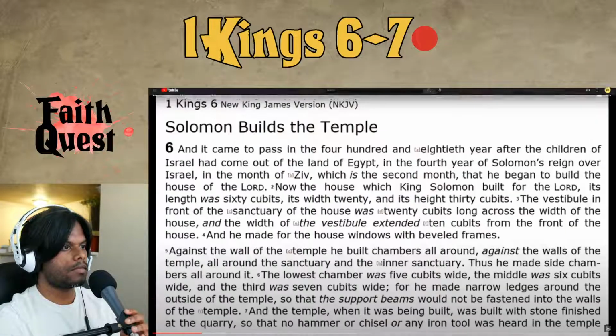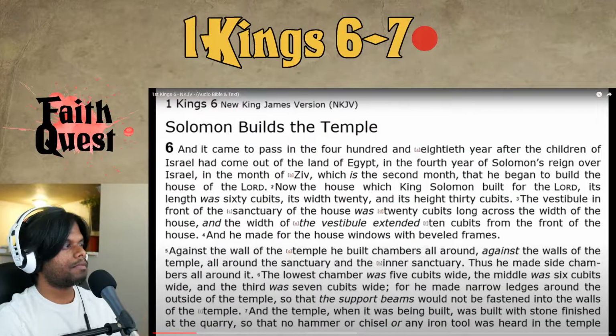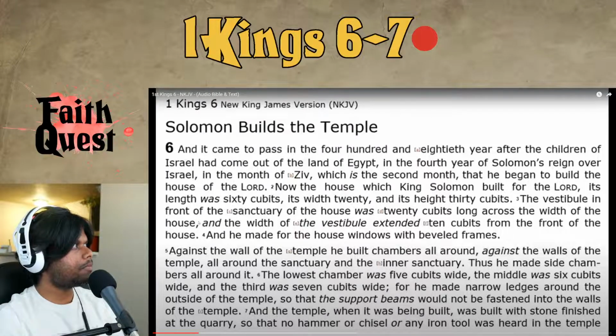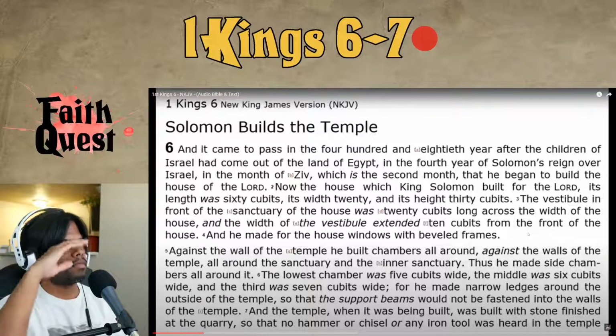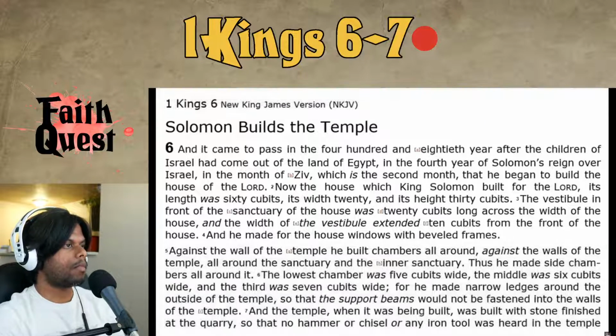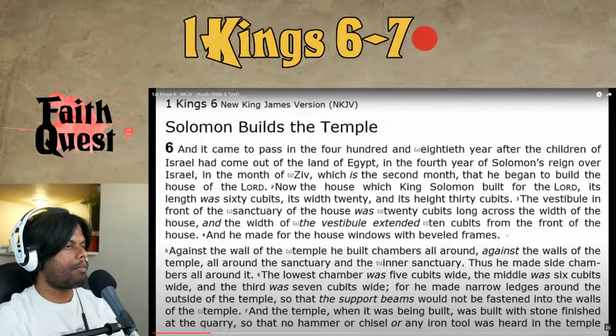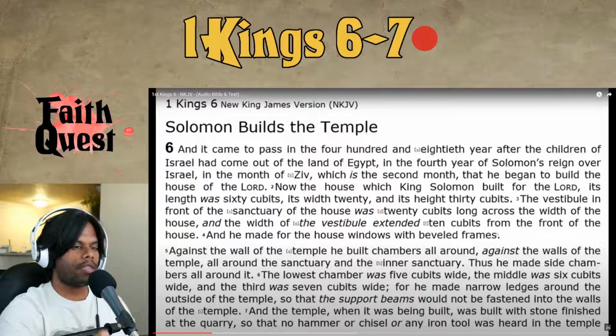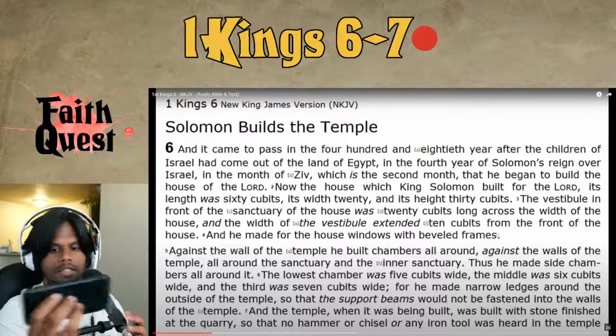20 cubits long across the width. The vestibule in front of the sanctuary of the house was 20 cubits long across the width of the house, and the width of the vestibule extended 10 cubits from the front of the house. And he made for the house... Okay, so that has to be it. The width extended from the front of the house.